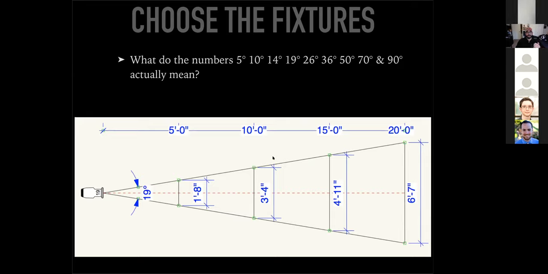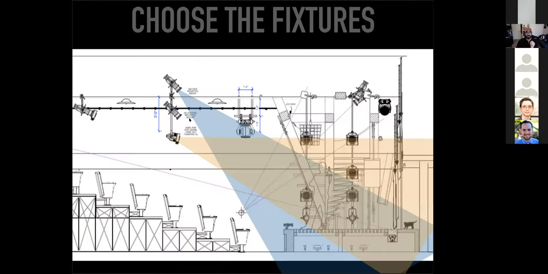So I can lay a 19 degree protractor or whatever I want to use for that over top of a plot or over top of a scenic drawing, and I can see what a 19 degree light is going to do no matter where I put it. A good visual example of that is this.